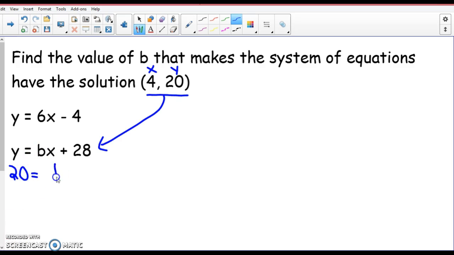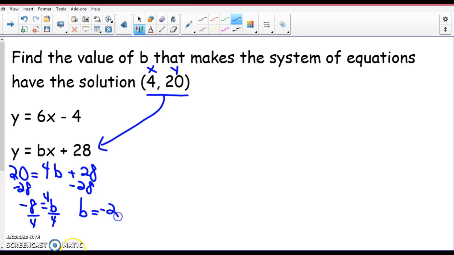We don't know what b is. I'm going to leave b. X is 4, and I'm going to put 4 in front of it. So instead of b4, which is like a fighter plane, it's 4b plus 28. Well, now look how easy that is. Solve for b. Subtract 28. Negative 8 equals 4b. Divide by 4. B equals negative 2. Bingo, bango, done.